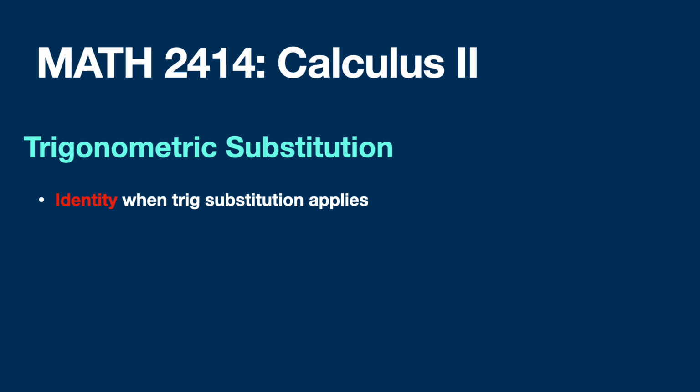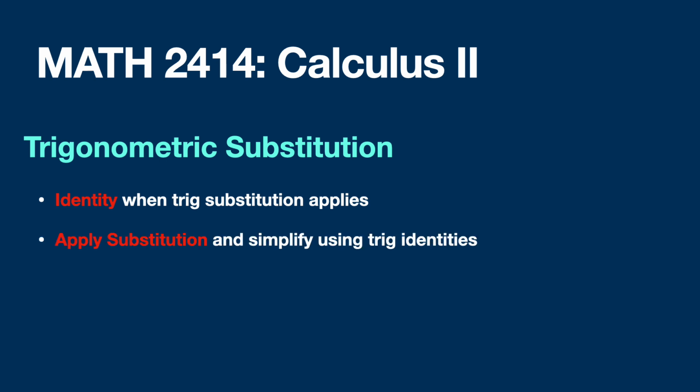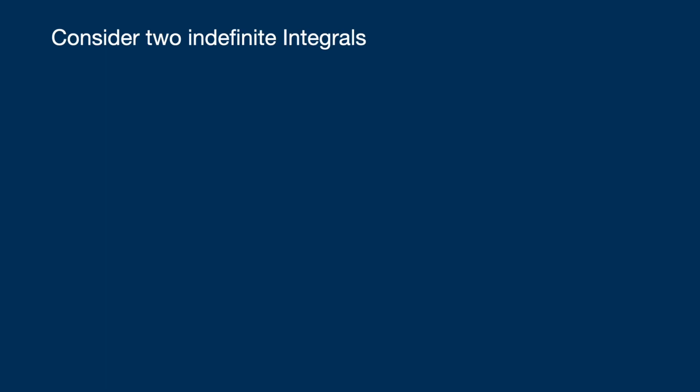First, we have to identify when trigonometric substitution applies. Second, apply the substitution and simplify using trigonometric identities. Third, back substitute to return to the original variables. Let's start with trigonometric identities. Before you introduce them, let's think about two different indefinite integrals.